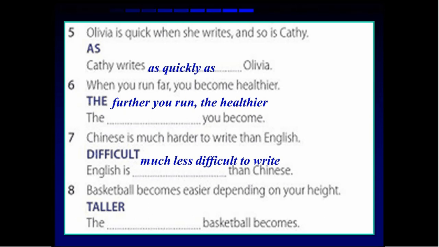Number 8. Basketball becomes easier depending on your height. Taller. How can you use that with taller? Yes, specific case. The taller you are, the easier basketball becomes.